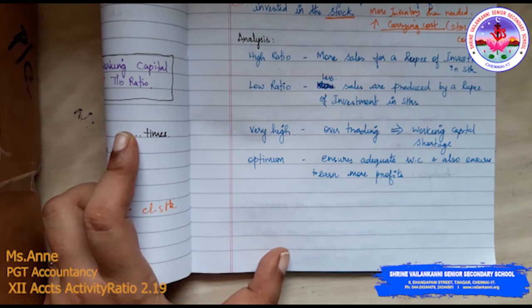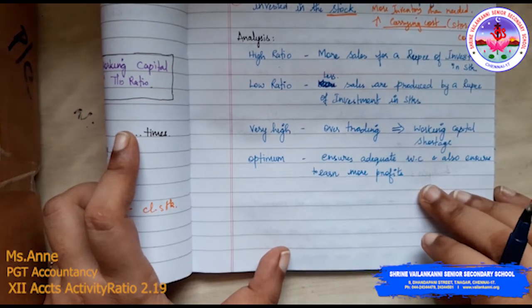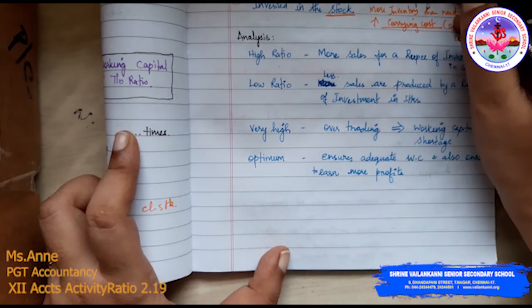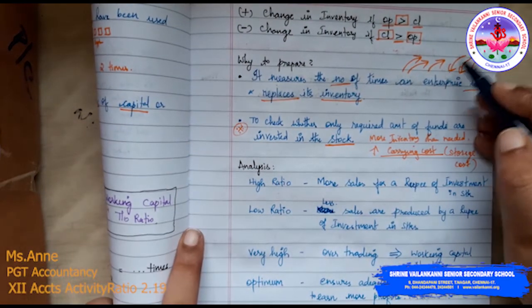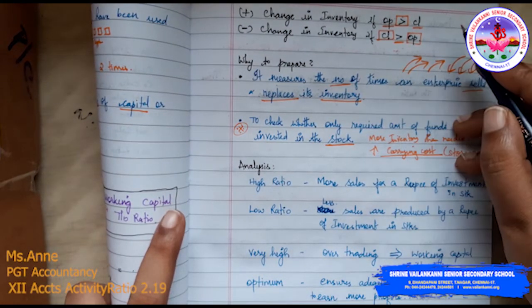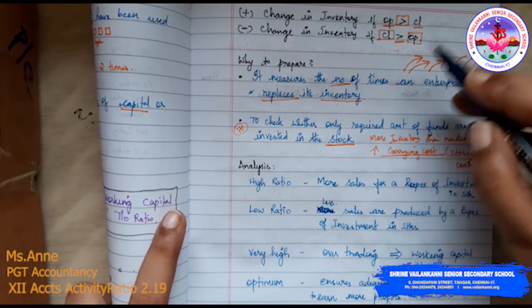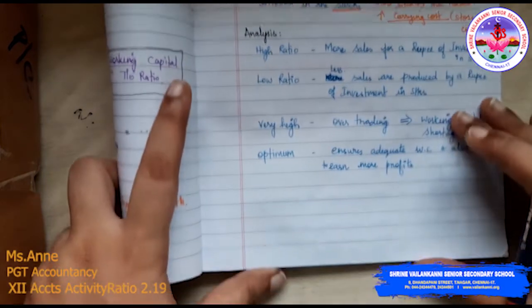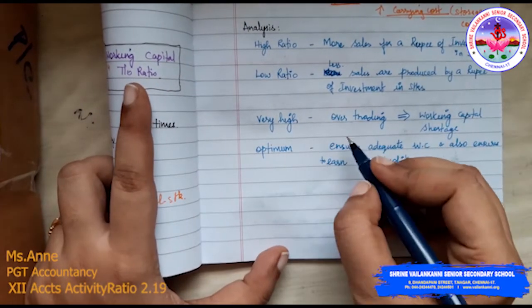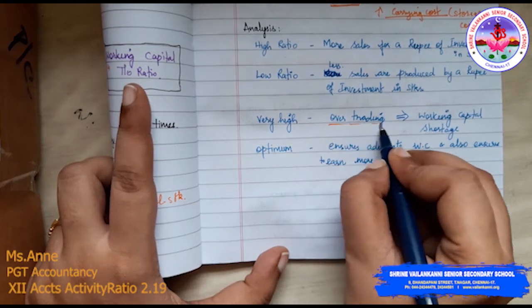A lower ratio means your stock is not moving out. Thereby there is a problem of cash coming in. Stock is not moving out, cash does not come in, so there is a problem in the business. Now, a very high ratio means over trading. What do you mean by over trading?